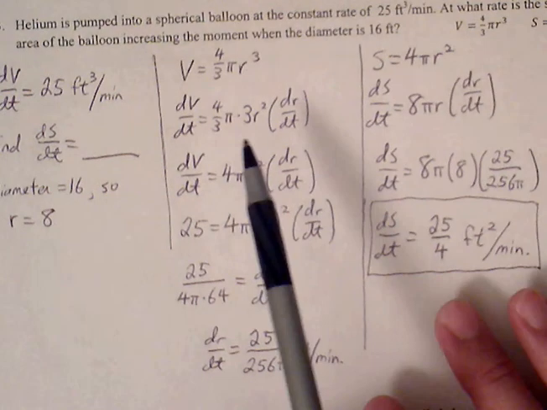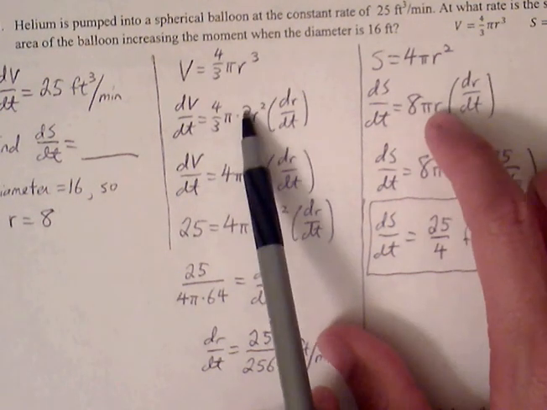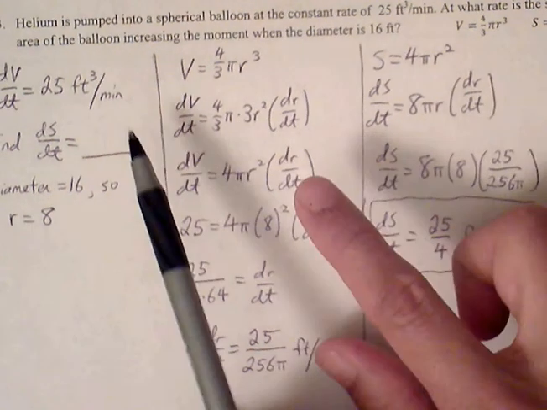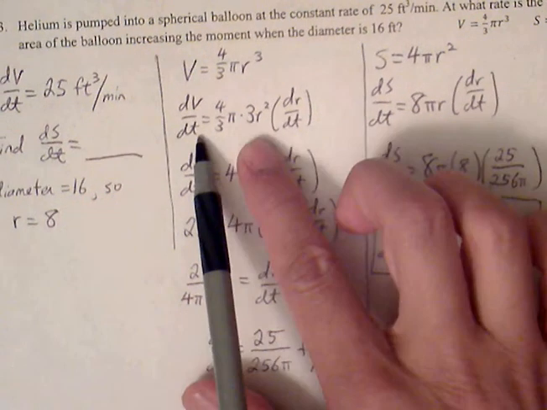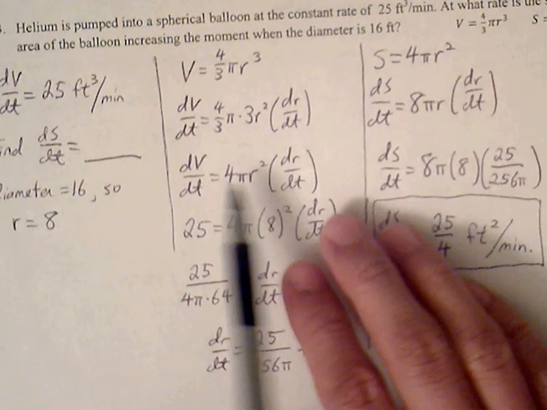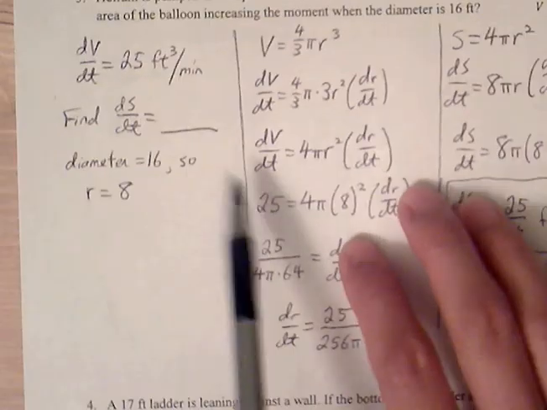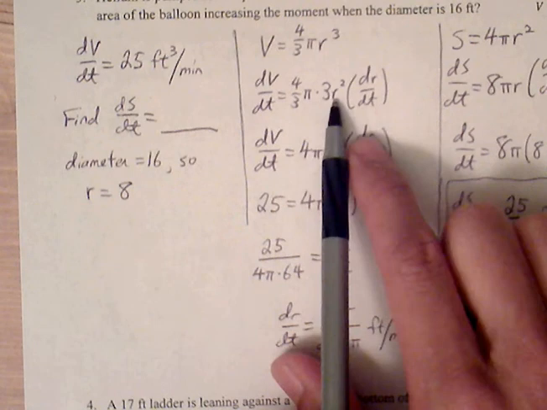Okay, it's important that after you have all the variables and information in front of you, you plan out how you want to piece this puzzle together. So we're going to start with dV/dt, get to dr/dt, and from there we can find dS/dt. All right, so 25 plugs in for dV/dt, and 8 plugs in for r.